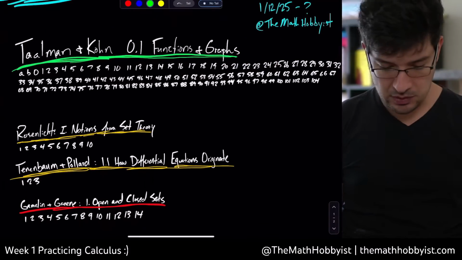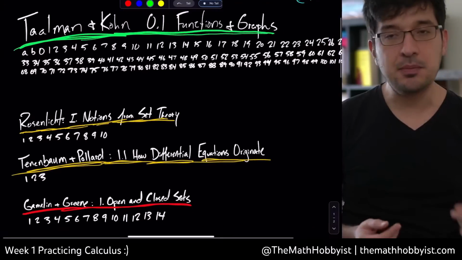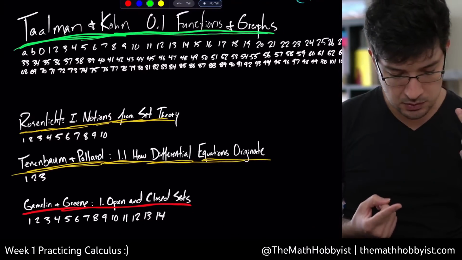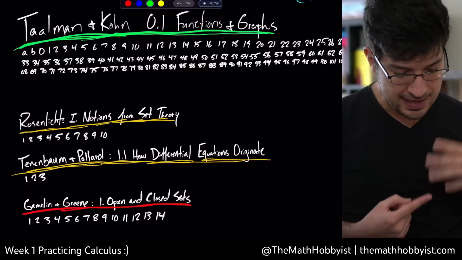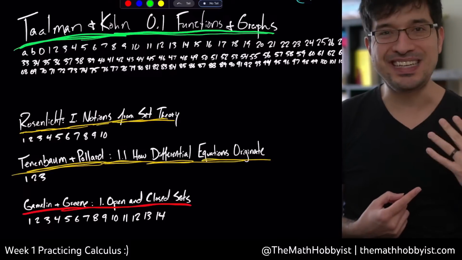But anyway, these are the books that I have at the moment. We're going to do Taalman and Cohn. We're going to do Rosenlicht. We're going to do Tenenbaum and Pollard. And we're going to do Gamelin and Green.